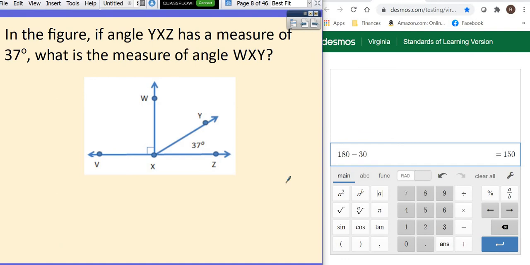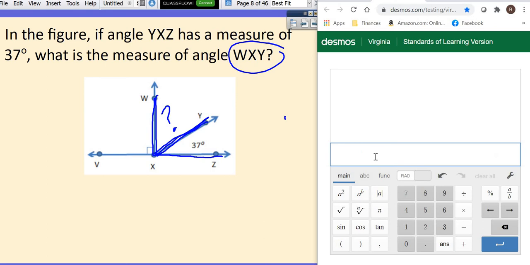All right, in this figure, if angle YXZ has a measure of 37, what is the measure of angle WXY? So the first thing we have to do is find WXY. We are looking for that angle right there. And by looking at the picture, you can tell they make 90 degrees together.